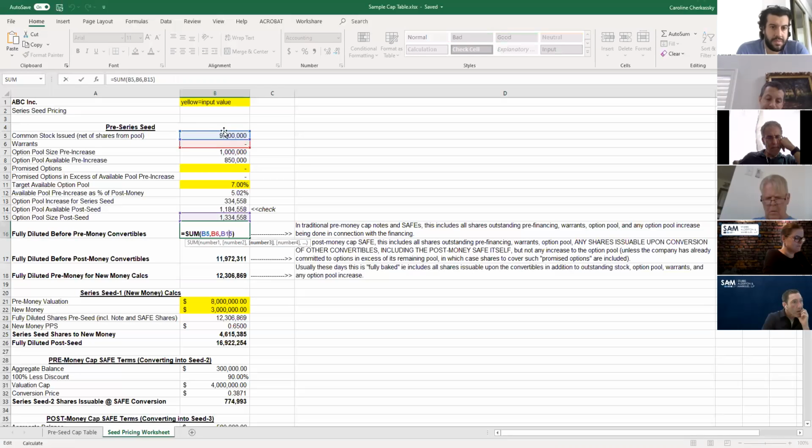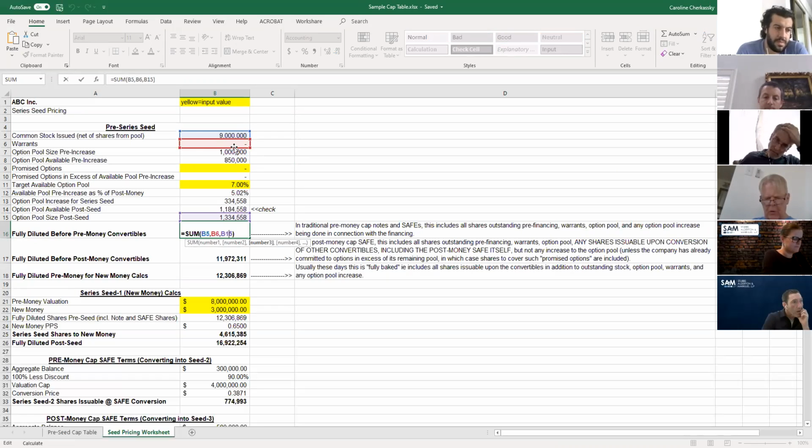You have common stock, which is always going to be included: common stock outstanding, warrants, option pool. Then you get into the fun stuff of, is there an option pool increase? Are there promised options that haven't been accounted for? Things like that. So always pay attention to what the math of the convertible instrument says.